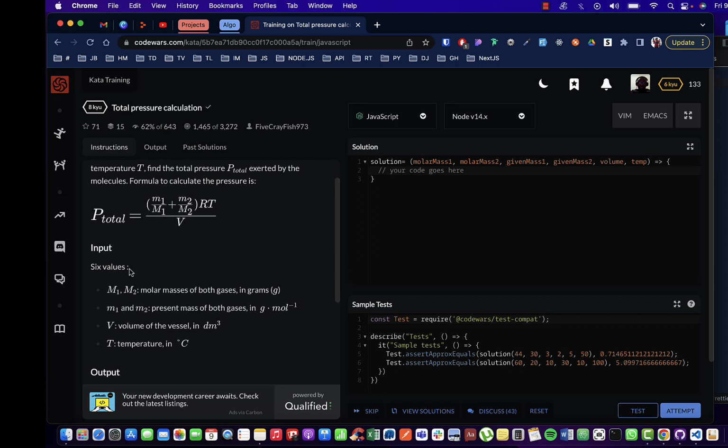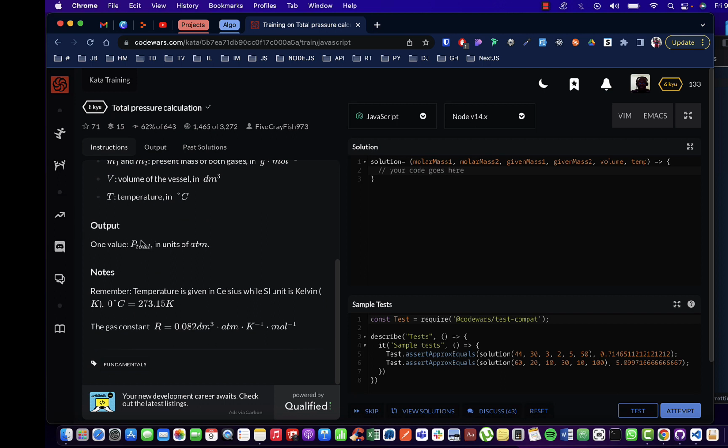So input, it says 6 values, M1, M2. It says molar masses of both gases in grams. Then the smaller m1 and m2 present mass of both gases in grams per mole. And V for volume of the vessel in dm cube, and T is temperature in degrees Celsius. So output, it said value P total in units of ATM.